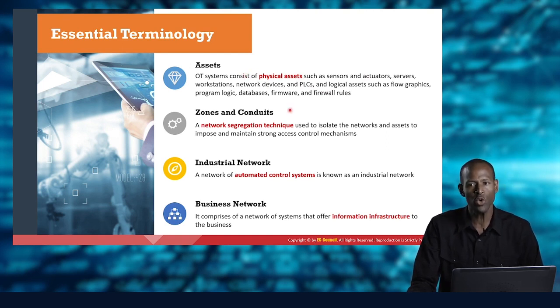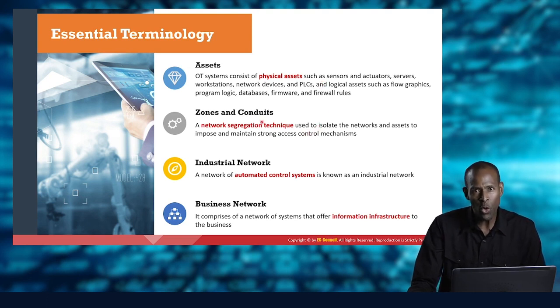Next, we have zones and conduits. And so this is a way of segregating the network, breaking the network up into small pieces, isolating those assets to have good, strong security control mechanisms. So if an attacker gets through to one segment of your network, they won't be able to get to another segment where perhaps that array of sensors that's helping to stop your plant from blowing up is in that other segment, right? So it's hard to cross over. So we zone our OT networks and we create conduits.